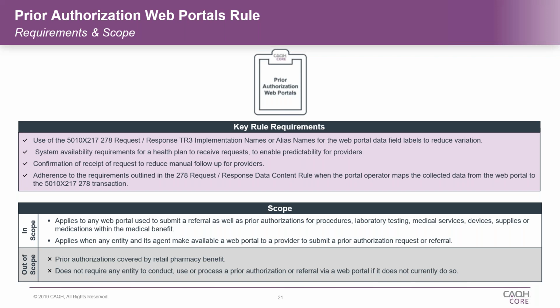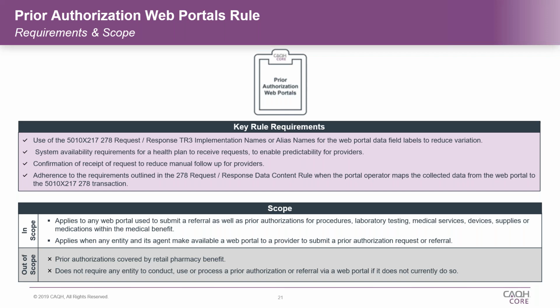In terms of what is out of scope for the web portal rule, as with the data content rule, this rule does not apply to prior authorizations for retail pharmacy services and medications, as the NCPDP covers these standards and operating rules. Additionally, the rule does not require any entity to conduct, use, or process a prior authorization or referral via a web portal if it does not currently do so.